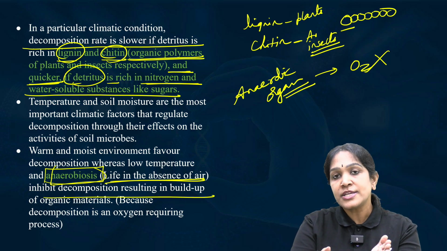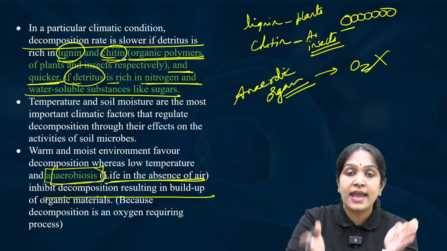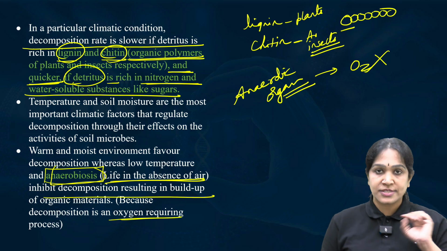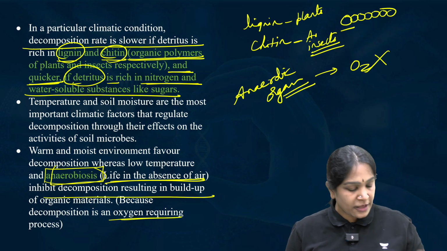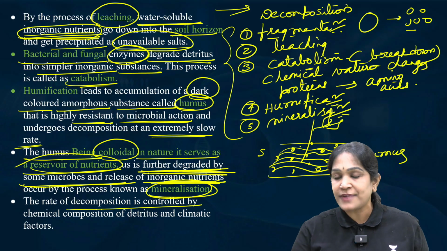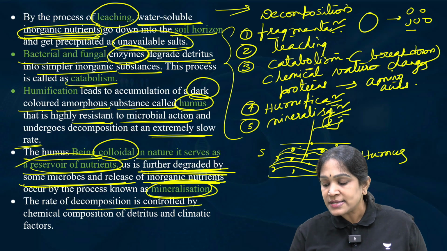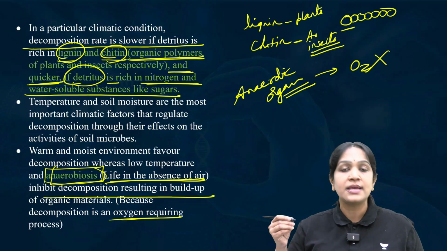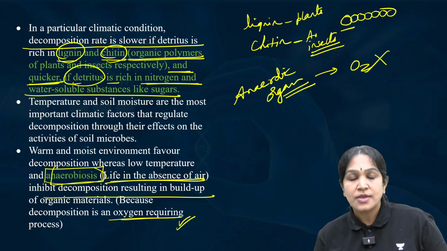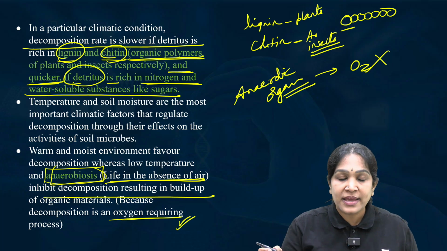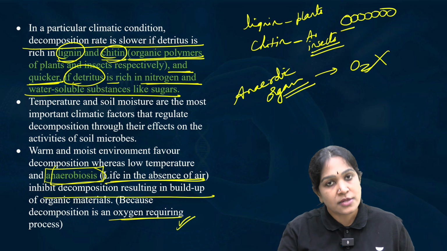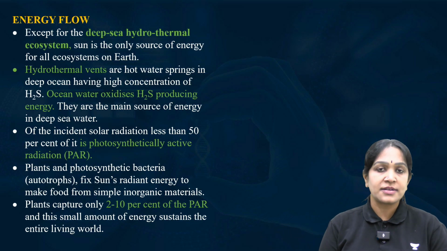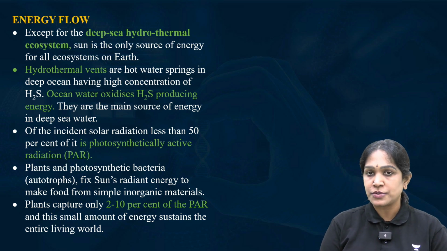Why is the decomposition slow if the soil contains anaerobic organisms? Because decomposition requires oxygen. This 5-step process of decomposition, fragmentation, leaching, catabolism, humification, mineralization, requires oxygen. So if the soil is anaerobic, having a lesser amount of oxygen, then also the decomposition will be slow. So these are the different factors that will influence the rate of decomposition.